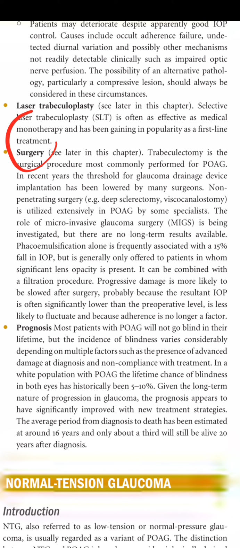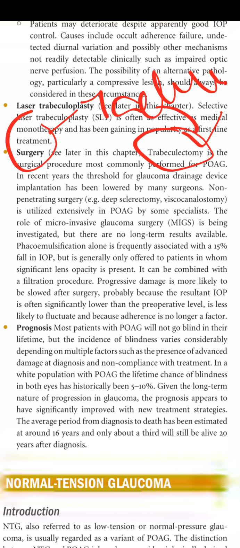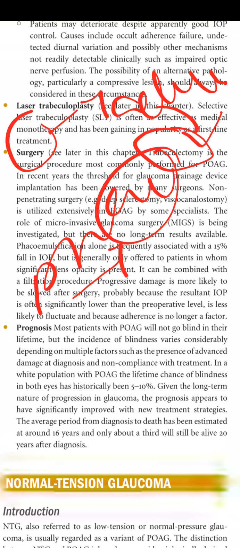So basically, surgery is done in cases of advanced glaucoma and is commonly performed for POAG. And these are all the surgical options. Trabeculectomy is the mainstay of procedure, but there are new procedures that have been utilized. Especially phacoemulsification: if a patient has glaucoma and cataract, you tend to perform phacoemulsification. It will reduce the IOP by 15%.